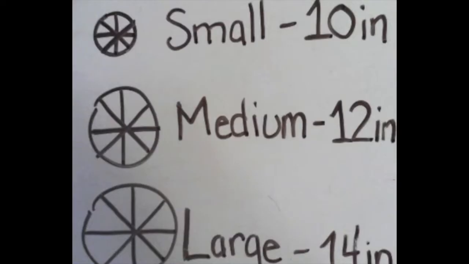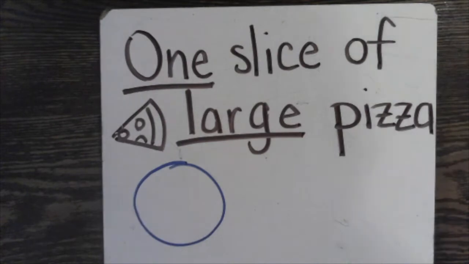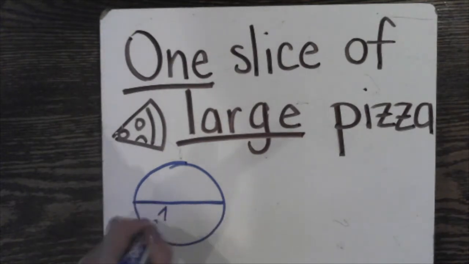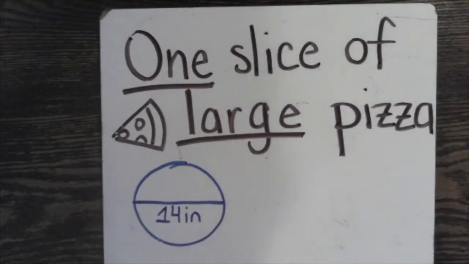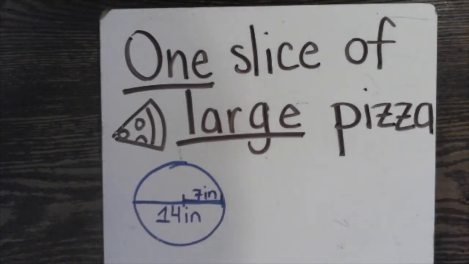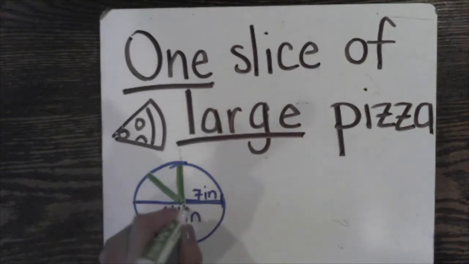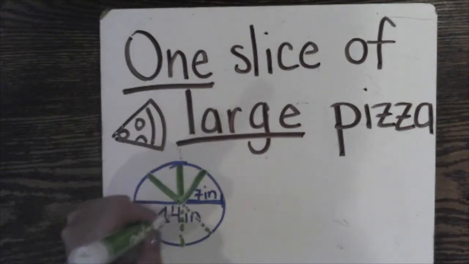We have 3 pizzas, a small that is 10 inches, a medium that is 12, and a large that is 14. The question is, would you prefer 1 slice of large pizza or 2 slices of small pizza? Let's figure out how much area there is in 1 slice of large pizza. If we take a 14-inch pizza, what they're telling us is that the diameter is 14 and the radius is 7. And normally, we divide a pizza into 8 different pieces. Hopefully 8 equal pieces, otherwise that's really annoying.